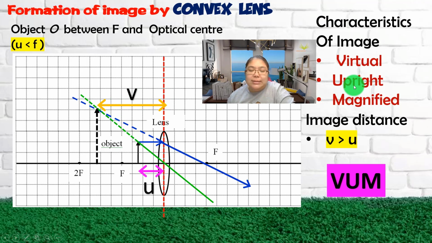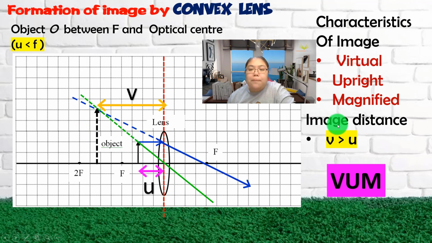Okay, number 2, you can see it is upright. Upright means the object's head is at the top, and this one is also at the top. So that means you see the pattern the same, the word is not inverted. That's upright. Okay, the last one is magnified. So you see the image is finally larger. So this one is the same as the function of a magnifying glass.